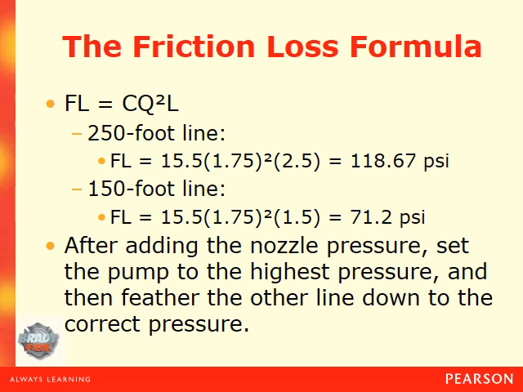Our second line, again, is very similar. Same coefficient, same gallons per minute. Our only difference is our length of hose. Plug everything in, multiply it out, and our answer is going to be 71.2 psi. So again, after adding the nozzle pressure, and we'll go into that later on, what the nozzle pressures are for various things, you would set the pump pressure to the highest setting and then feather back the lower one so both lines get the correct pressure.